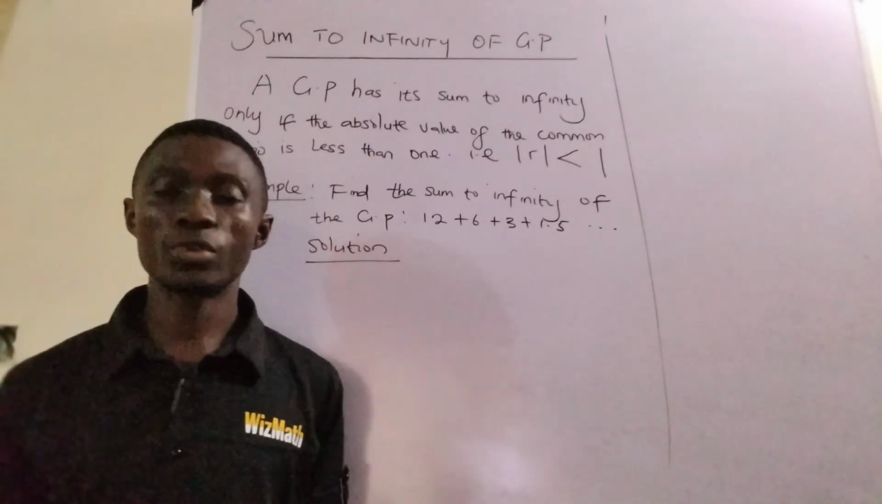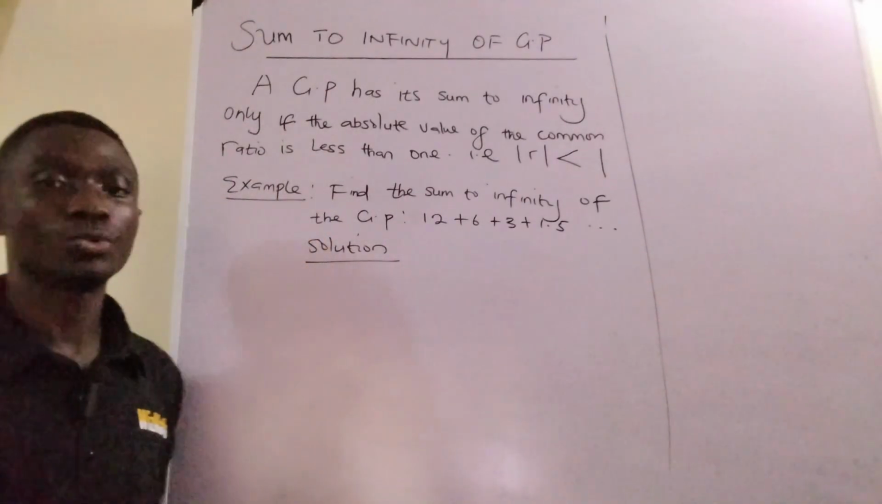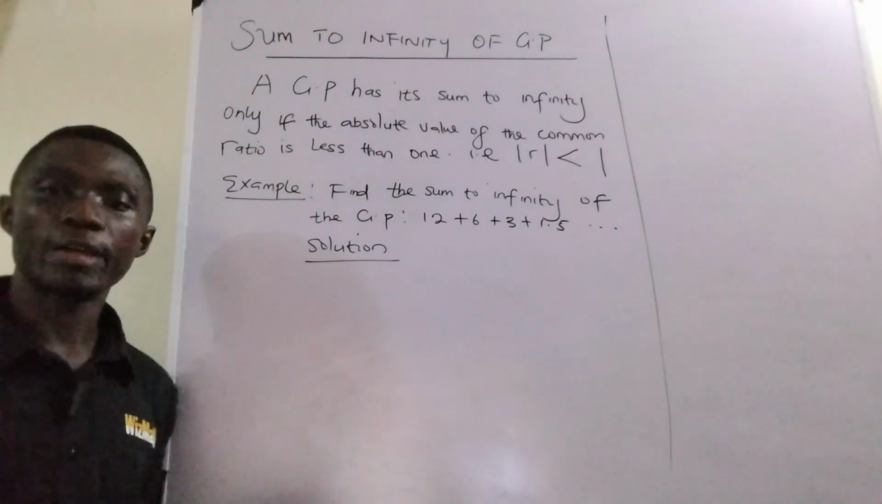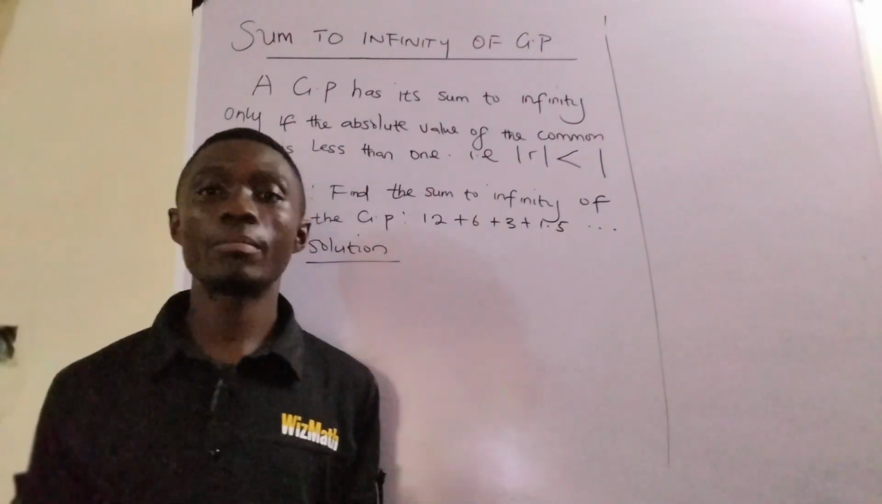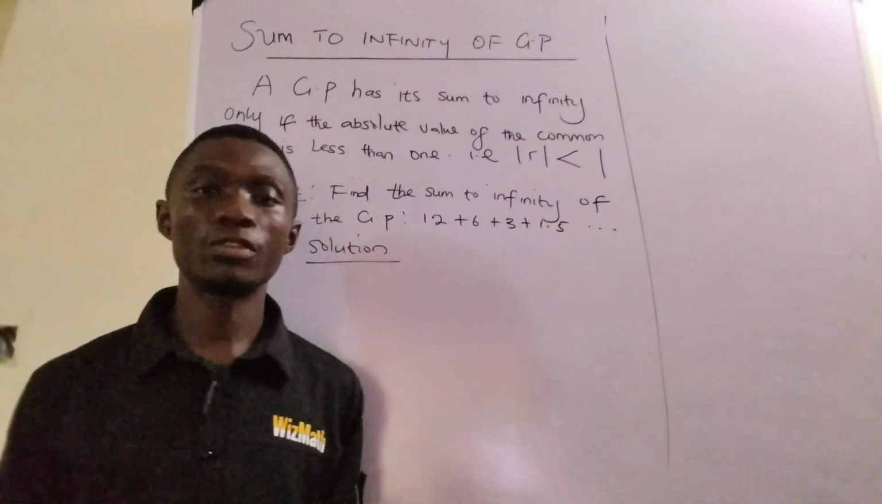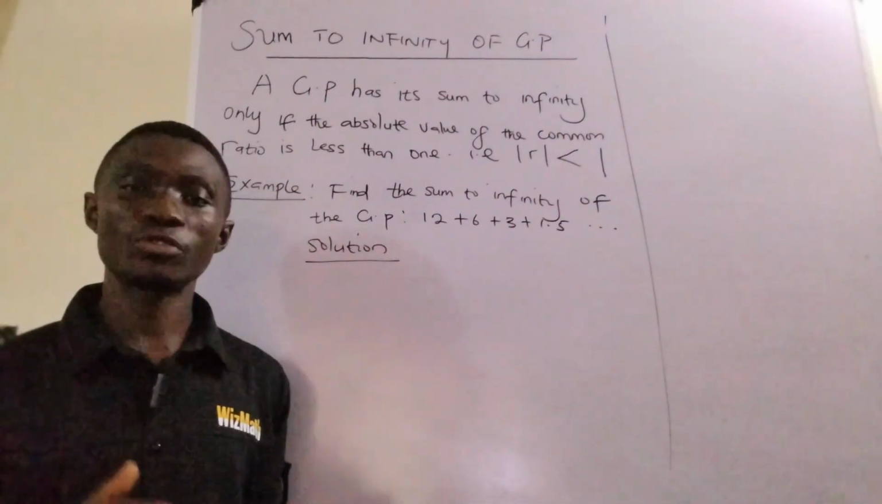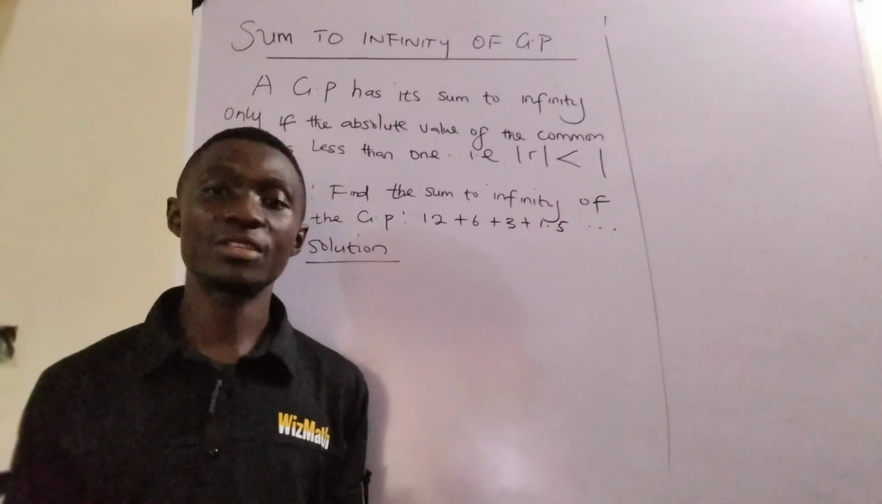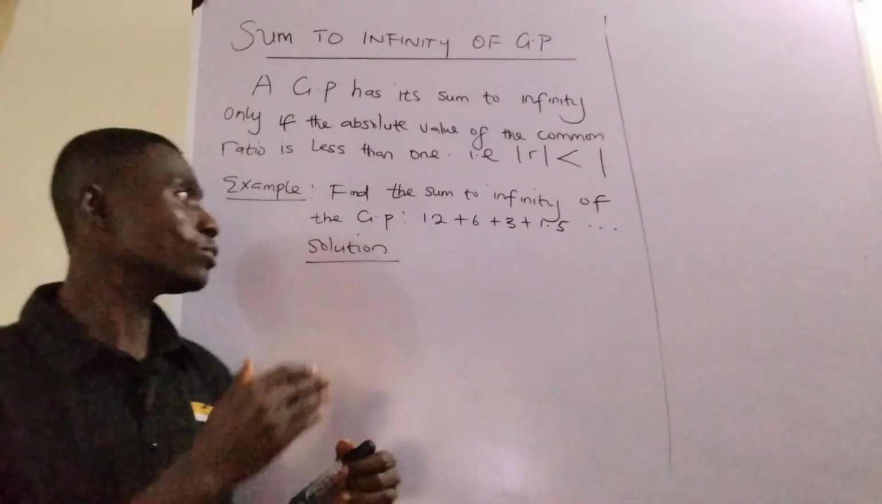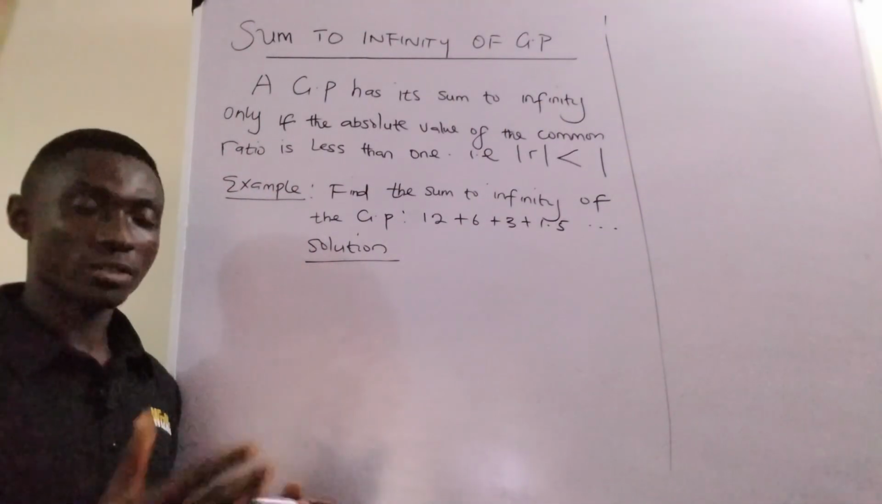So today, very quickly, we want to give a wrap to the topic geometric progression that we have on the board by considering the very last part of it, which is sum to infinity of GP. Sum to infinity, the word infinity means countless. If we were to continue in the sequence, what is the sum?